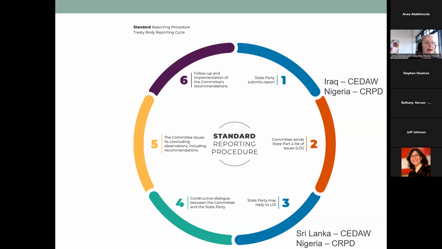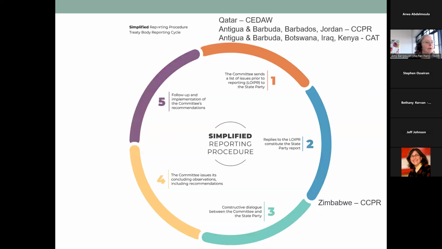There is also a faster reporting cycle that is, I don't know why my slides aren't advancing. There we go. The simplified reporting procedure. So the simplified reporting procedure starts with the committee setting an agenda. The committee sends a list of issues, what they call a list of issues prior to reporting, to the state party and says, before you even go to the trouble of writing a report, here's what we care about, here's what we want you to share information about with us.